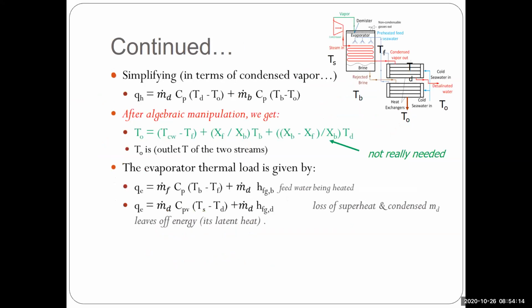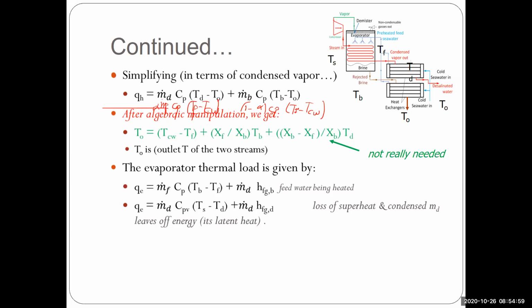So this QH that we have seen previously for the two heat exchangers is written here, as you can see, m dot distillate Cp (T distillate minus T naught). This part in particular is in balance with alpha m dot feed Cp (T feed minus T cooling water), and this quantity, m dot brine Cp (T brine minus T naught), is in balance with 1 minus alpha m dot feed Cp (T feed minus T cooling water).